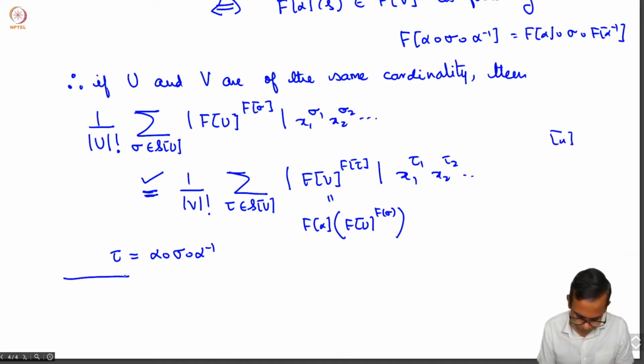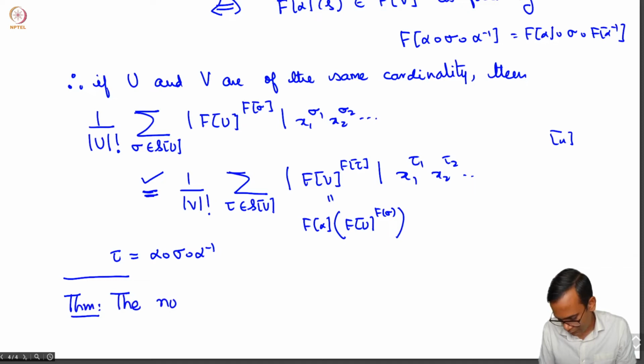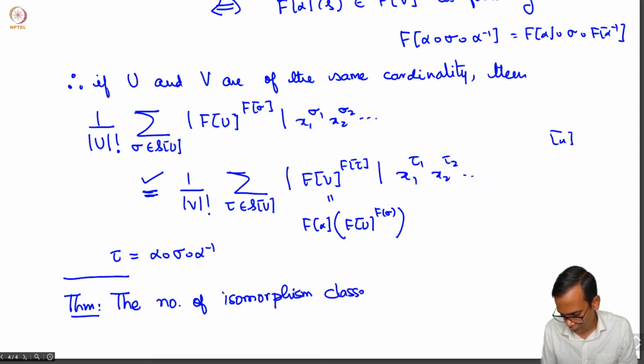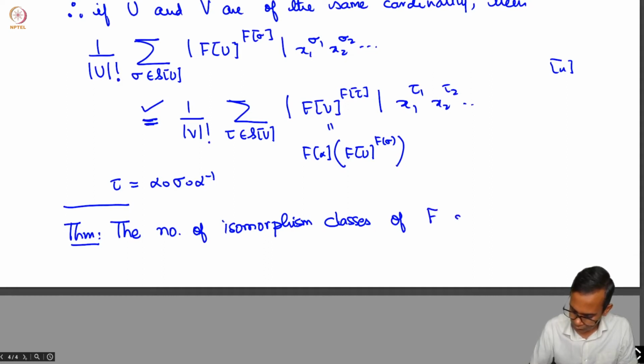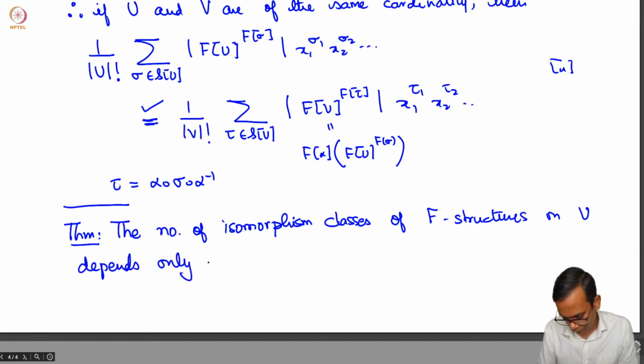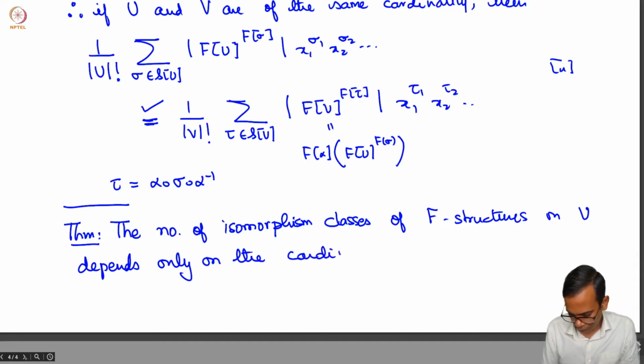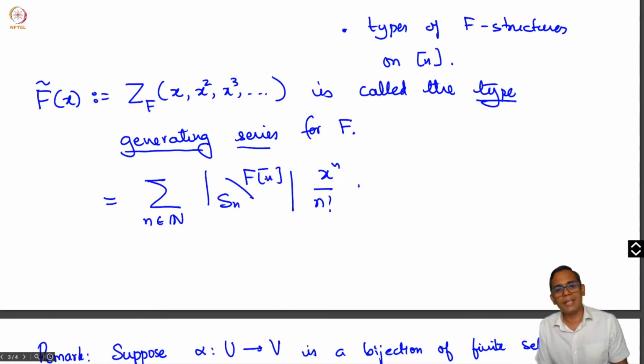And in particular, if F is a species, maybe you can write this down as a small theorem: the number of isomorphism classes of F-structures on U depends only on the cardinality of U. So in fact, in this type generating function, we could have replaced the set 1 to n by any set of cardinality n and computed the type generating series.